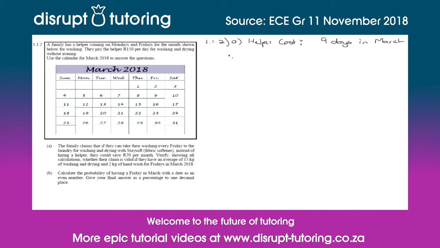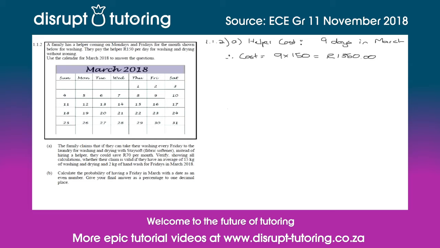Therefore, the cost will equal 9 days times 150 Rand, because remember it says here they pay the helper 150 Rand to do the washing without ironing. If we put this in our calculator, this comes to a total of 1,350 Rand. So that's the cost.